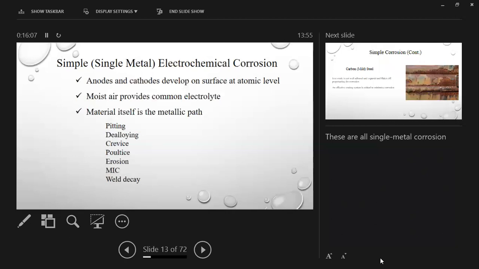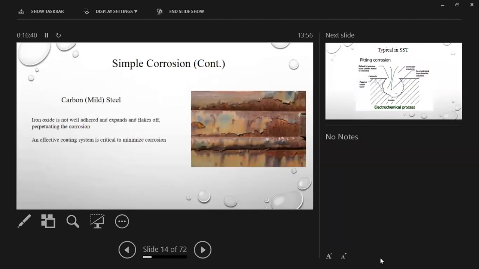The moist air on the hull of the ship becomes a common electrolyte. Not a real good electrolyte, moist air. That's why simple or single metal corrosion isn't real fast. And then the metal itself becomes the metallic path for the electrons to move. The types of single metal electrochemical corrosion: pitting, dealloying, crevice corrosion, poultice, erosion, microbial corrosion, wood decay, and I've got a couple examples here. Here's the hull of a ship.